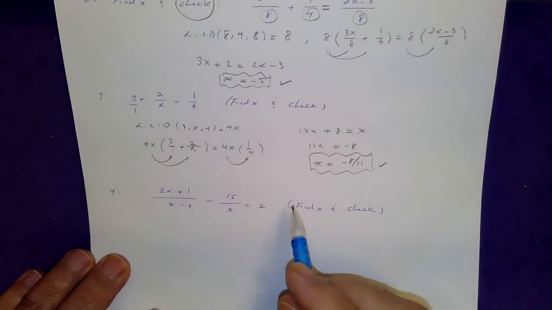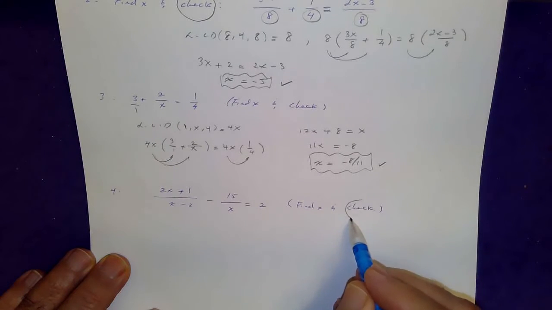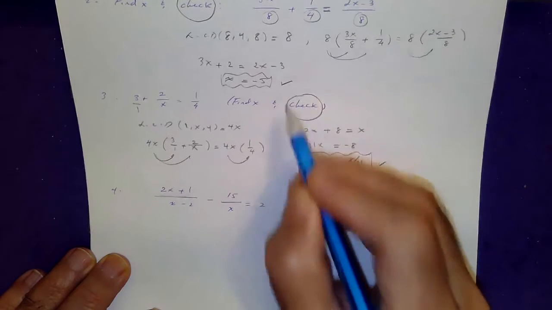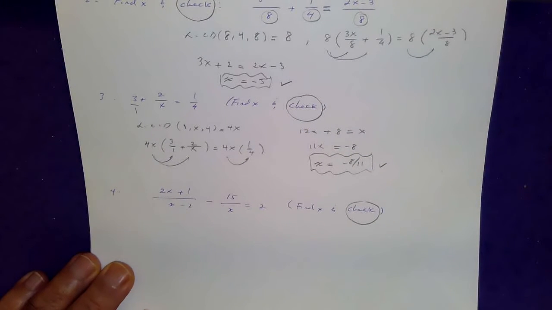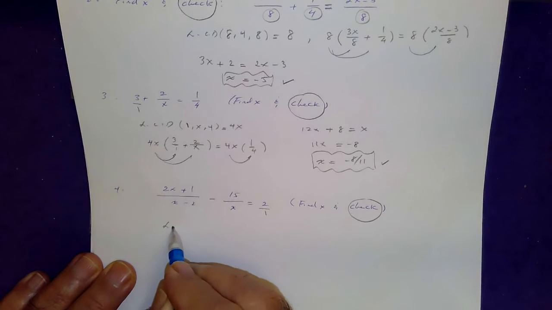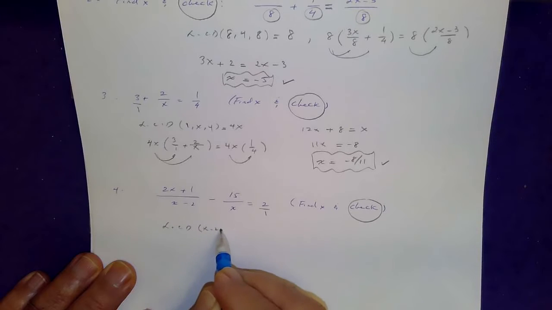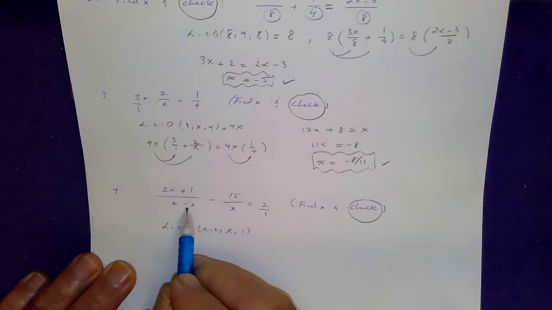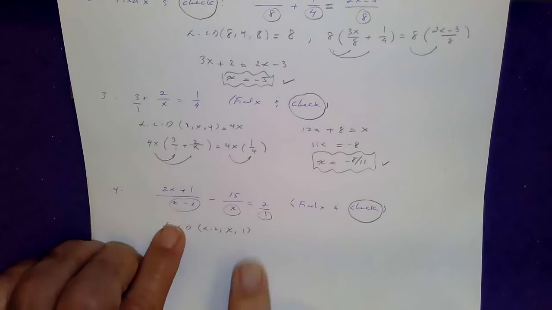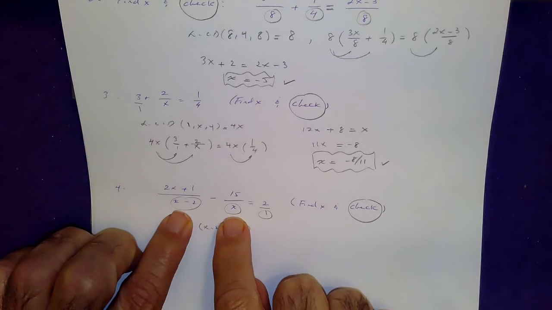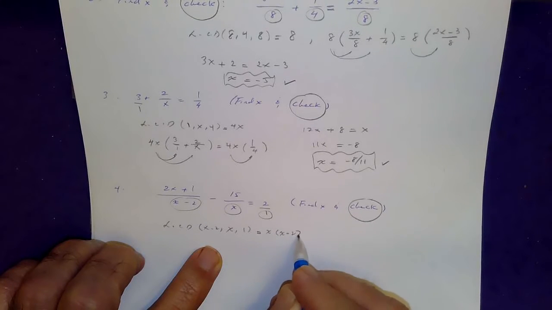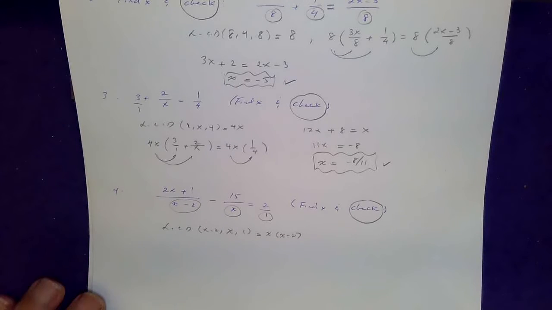Next, find x and, as usual, check. Notice we always have to check the answers in this section. Give a denominator of 1 to 2, change it into a fraction, and find the lowest common denominator of x minus 2, x, and 1. You know, these three denominators, neither of these are factorable, so they are prime. So therefore, the LCD is just what? The product of these.